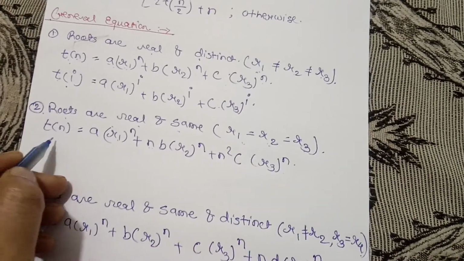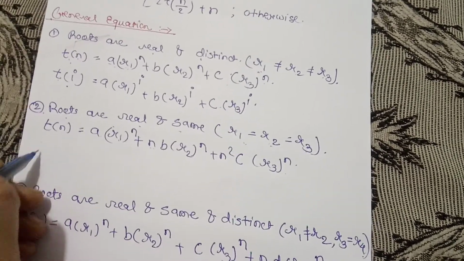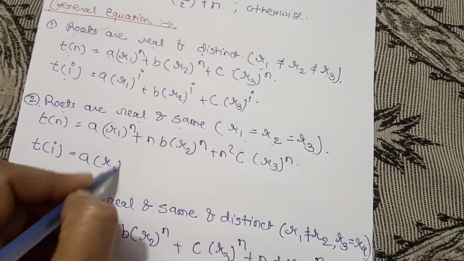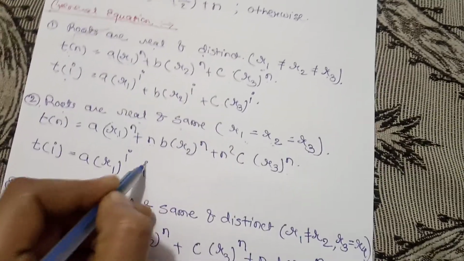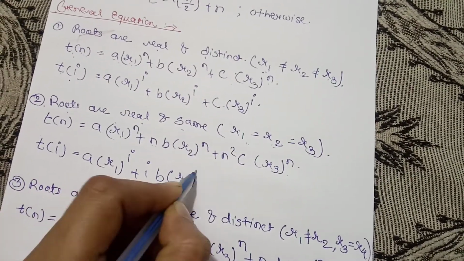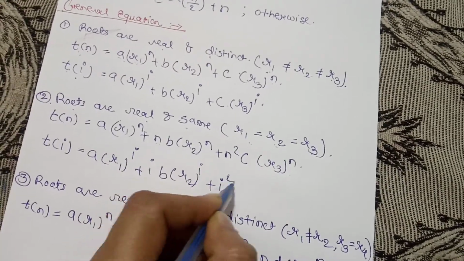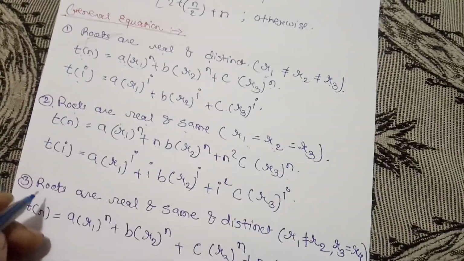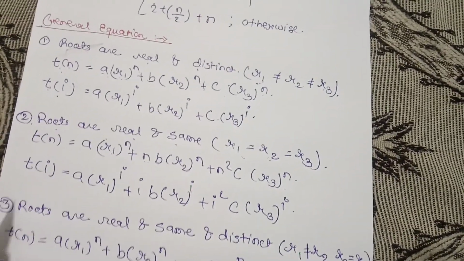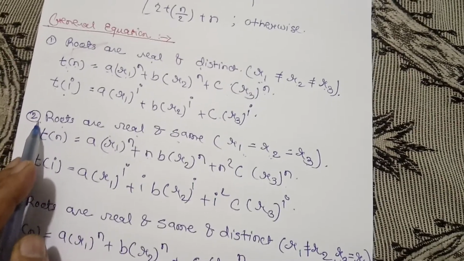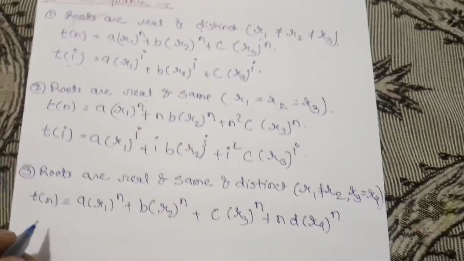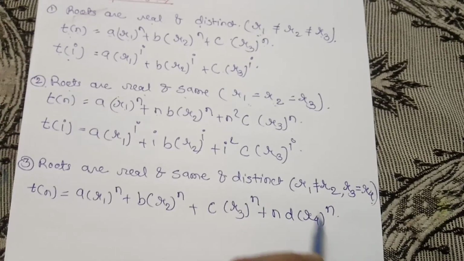So how will we write the generalized equation for the logarithmic recurrence relation? T(i) = a r1^i + i b r2^i + i^2 c r3^i. This way we will write the generalized equation for the logarithmic recurrence relation method if the roots are real and same.